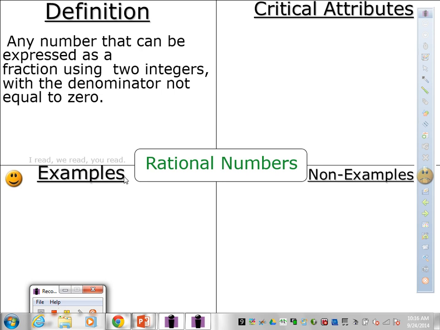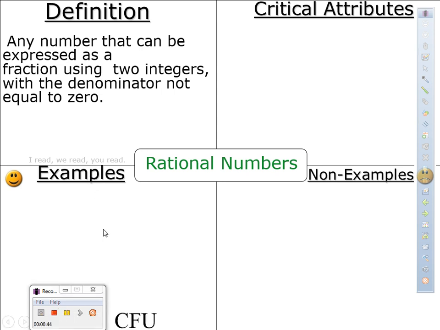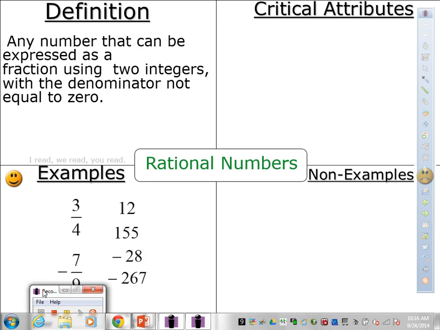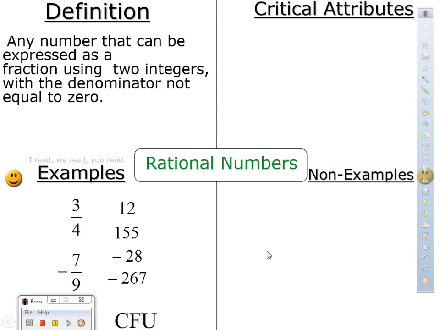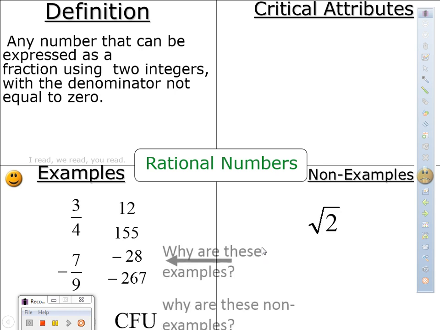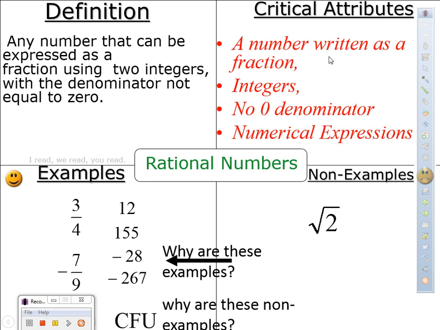You have something similar? Yeah? Good. Examples? There you go. Non-examples? Square root of 2. And we say they are numbers written as a fraction, they're integers, no zero denominator, and they are numerical expressions. Copy that.